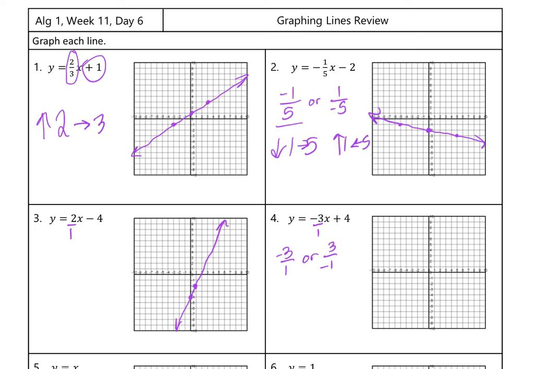So finishing up the second one here, I'd start at +4 right here, and then I like to go down 3 and right 1, because I like to run to the right because it just seems like the right thing to do. Get it? Okay, cool. So there you go.